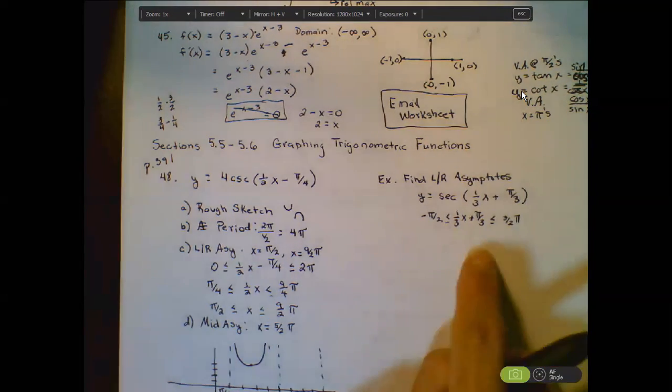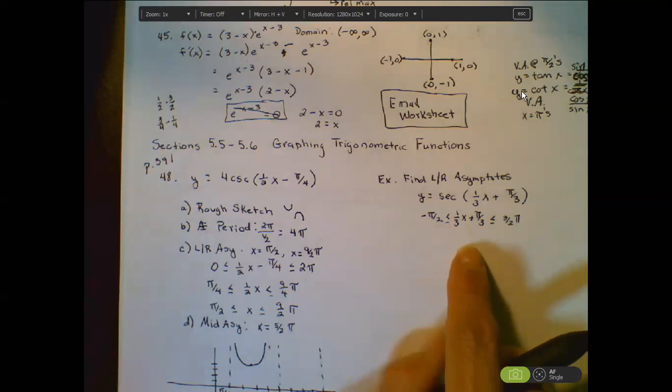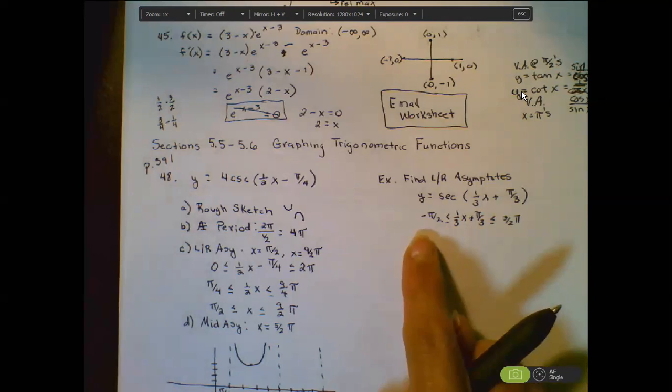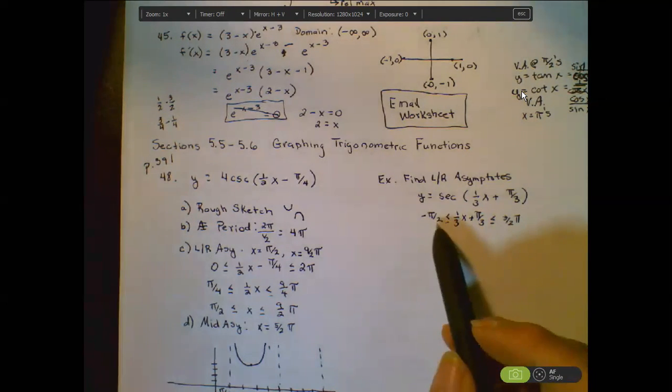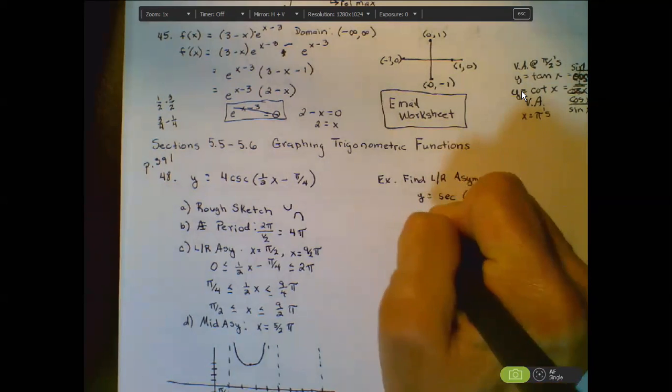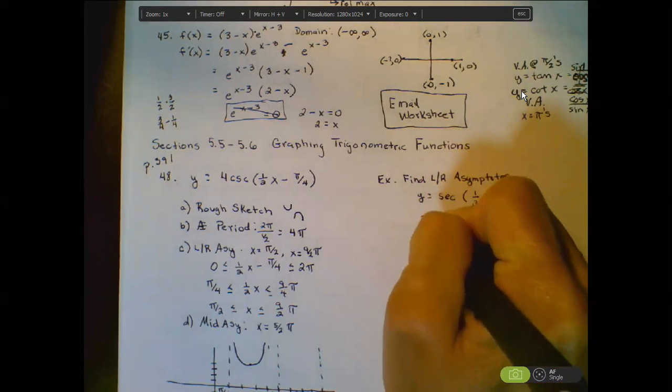And solve for x. And again, you've got to get good at fractions. You don't want to have to pick up your calculator to punch negative pi over 2 minus pi over 3. You want to look at this and say, that's negative 3/6 minus 2/6, which is negative 5/6 pi.